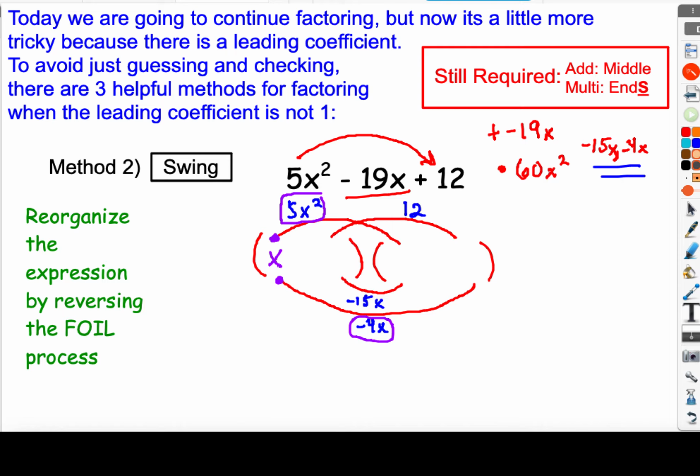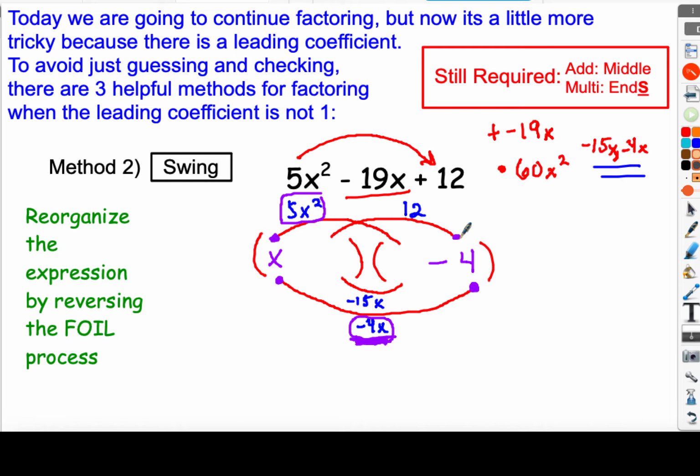In that case, x times something has to make that bottom swing happen. It's got to come out to negative 4x. Well, if x times something is going to give me negative 4x, I would say this must be a negative 4. It's the only way we're going to get negative 4x down here at the bottom.